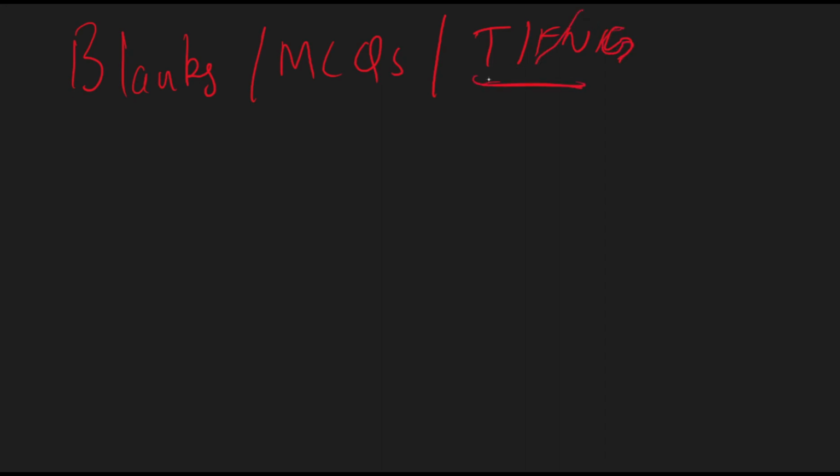Now let's focus on where we're gonna start. What I usually do is go through the whole paper first, all sections, and then see what kind of questions you have. Usually there will be blanks, for sure. Then you will have MCQs for sure, and you'll have true, false, not given for sure. These are the three for-sure question types that you're gonna get.